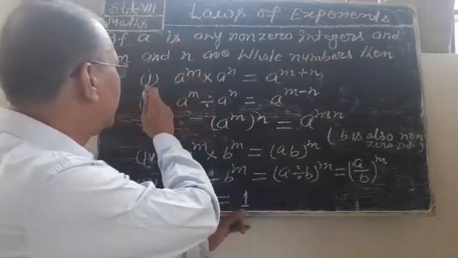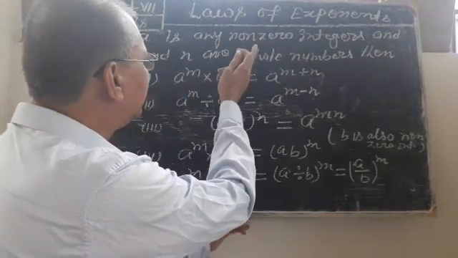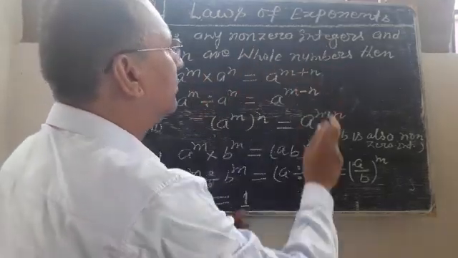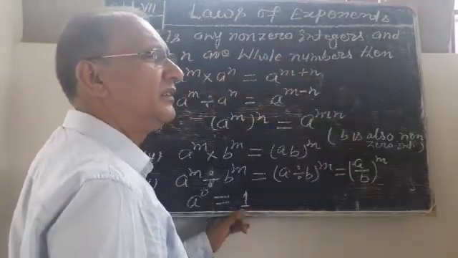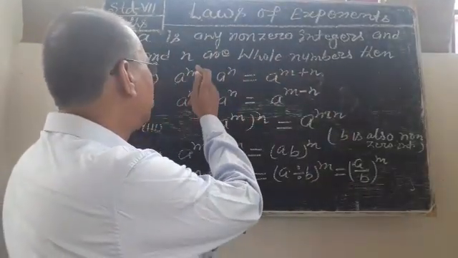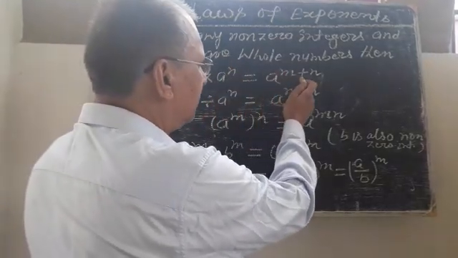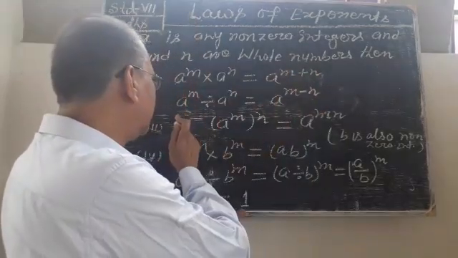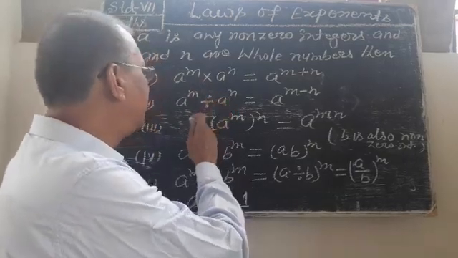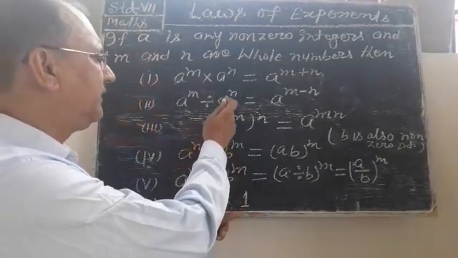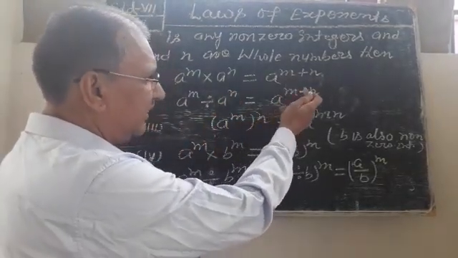So, the first one is, if a power m into a power n, where a is an integer, non-zero, and m and n are whole numbers. In that very case, a power m multiplied by a power n is equal to a power m plus n. The second one is if a power m is divided by a power n, this one is the sign of division, then the resultant is a power m minus n. M is greater than n here.